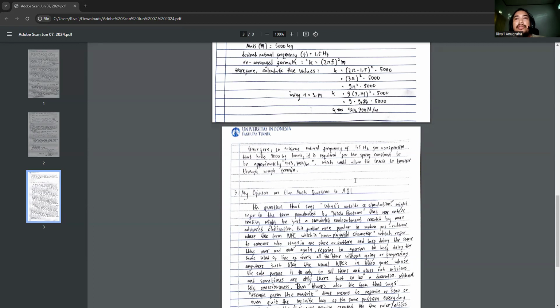5,000 kilograms truck, it's required for the spring constant to be approximately 443,700 Newton meter, which would allow the truck to be able to traverse over road terrain.